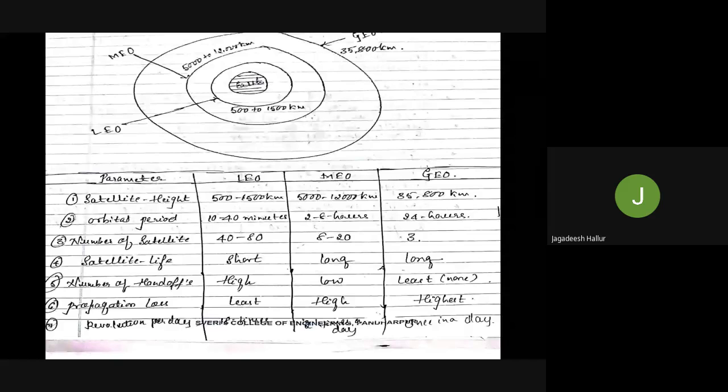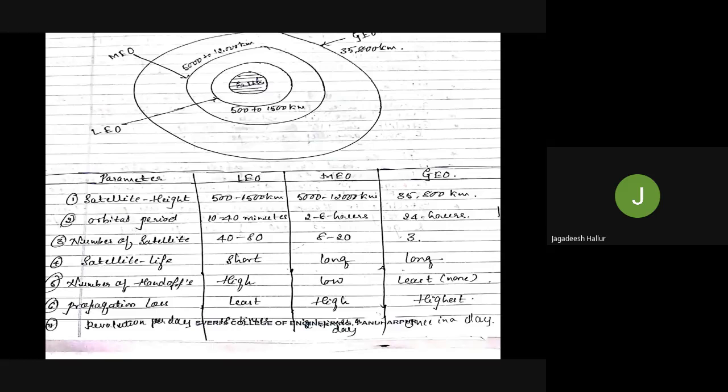Write down this table. The first parameter is satellite height. This is common. You have to write the satellite height is 500 to 1500 kilometer for low Earth orbit, medium Earth orbit is 5000 to 12,000 kilometer, and geostationary Earth orbit is 35,800 kilometers. That is the first parameter, height of all the satellite orbits.